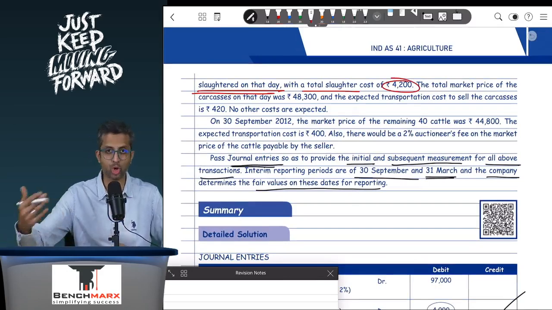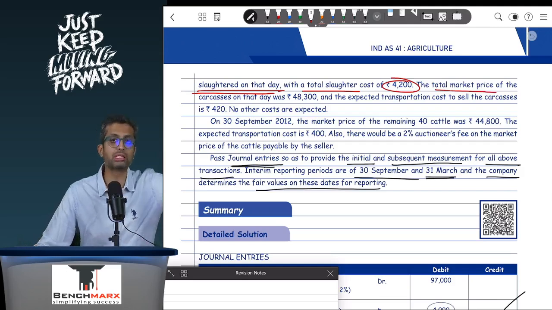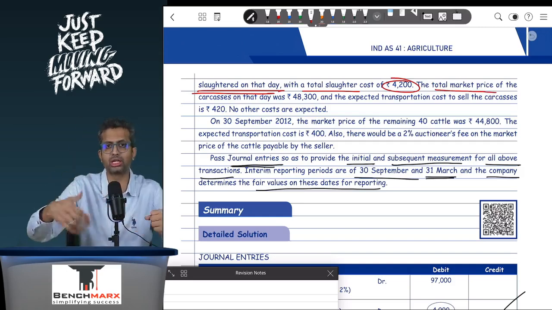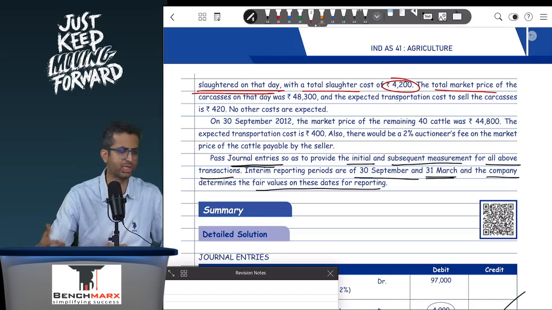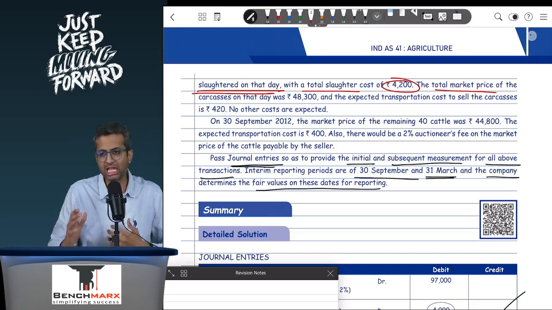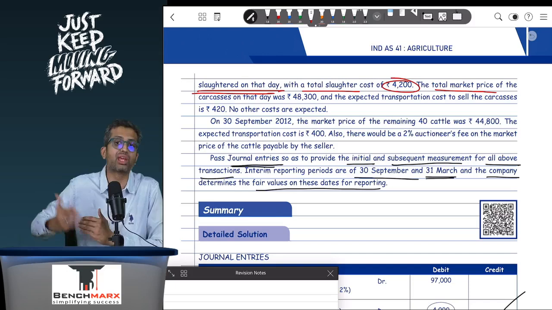Okay, so there is a cost to slaughter. The total, so is that cost already incurred or is it yet to be incurred? So that has already been incurred. So now there was a live biological asset, you have slaughtered it and now it is no longer a live biological asset, and there is cessation of life processes, and hence the biological activities end. So this can be called harvest.